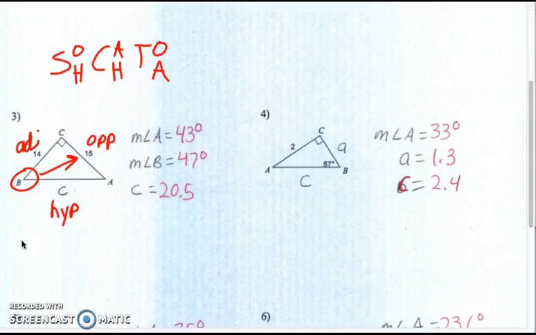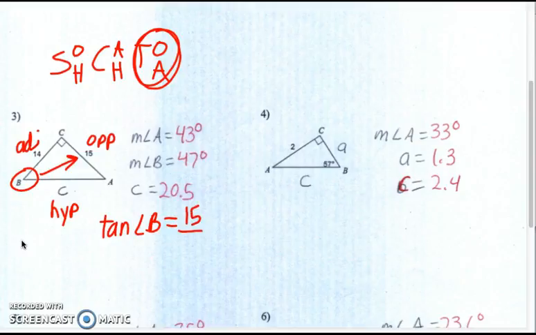So we know that we're going to use tangent, opposite over adjacent. When we write our equation, it's going to be tangent of angle B equals opposite, which is 15, over the adjacent, which is 14. Then we're going to move this tangent to the other side of the equal sign. Remember, it's going to become tangent to the -1.